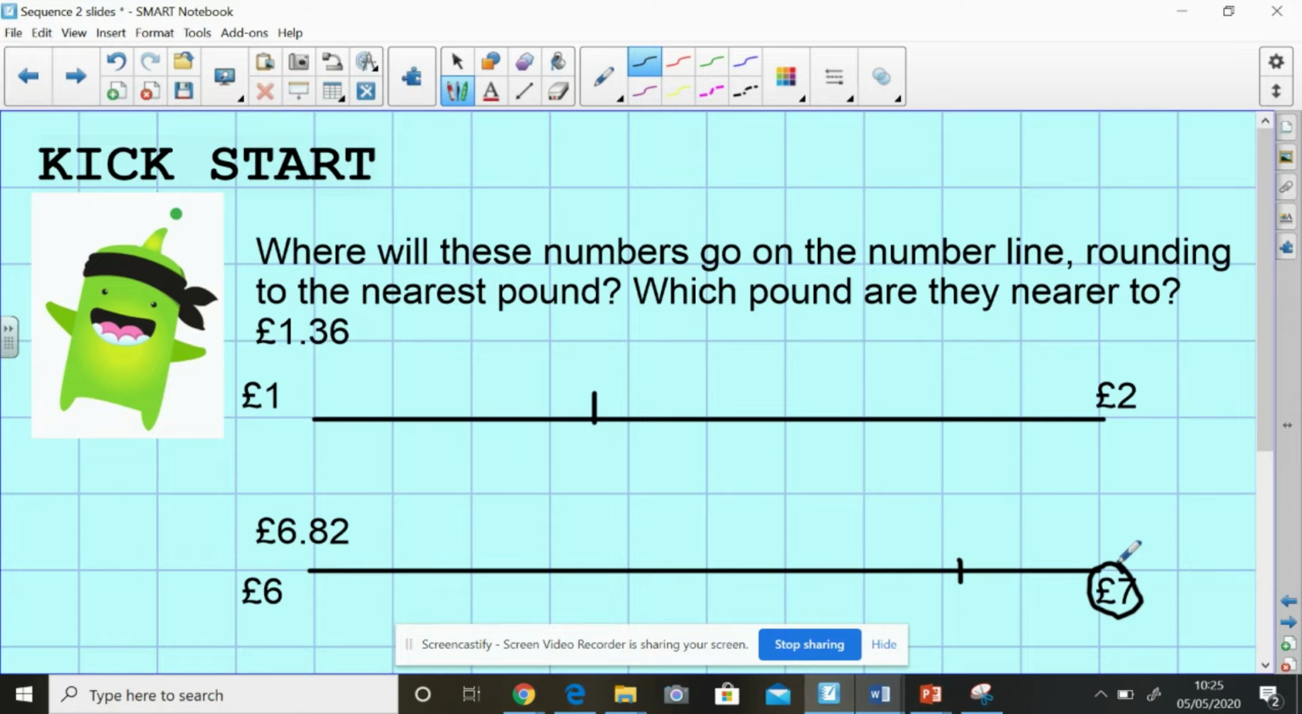Hopefully, you've remembered that from decimals. It's quite similar, only we've got a pound sign in, so don't let that throw you off.